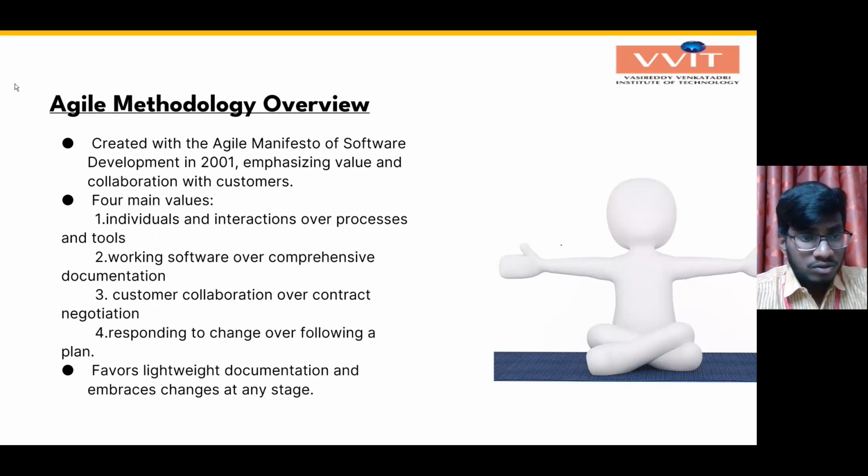So this agile methodology follows the four main values we have seen now, and it favors lightweight documentation and embraces changes at any stage. Generally, every software consists of documentation. Heavy documentation can also decrease the quality of software. So this agile methodology provides lightweight documentation, so that each customer and every end user can understand the agile methodology and the software also. So it embraces changes at any stage. It can take the changes, or it can evaluate the changes at any stage of the development.